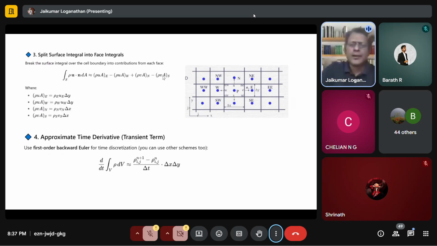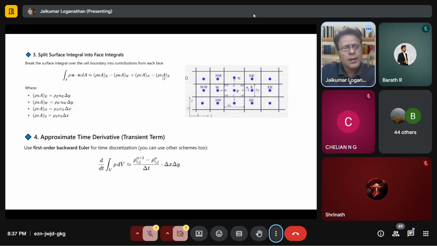So you might have studied in numerical methods, right? If you want to find the area under a curve, what do you do? You break the curve into small trapezoids, and then you add the area of the trapezoids, right? So that is what meshing or grid generation is helping us to do. It is helping us to break an integral, or convert an integral, into a summation problem.